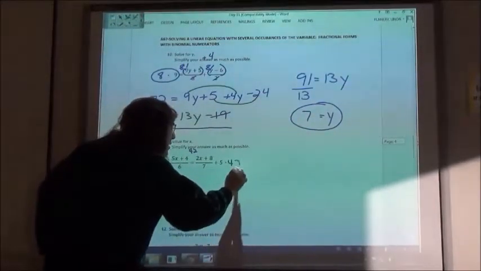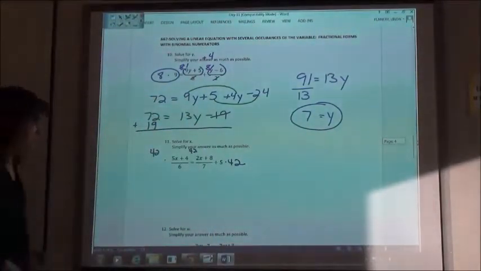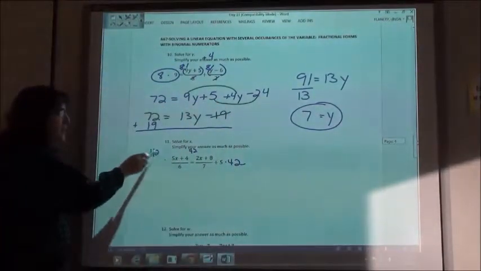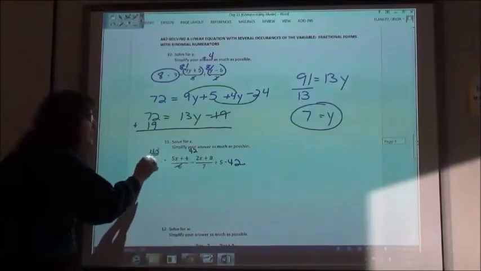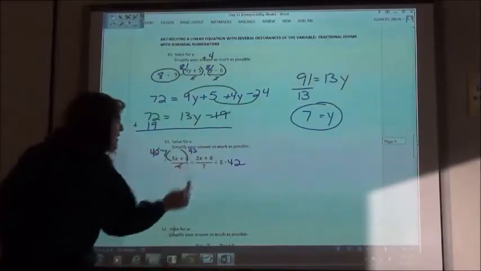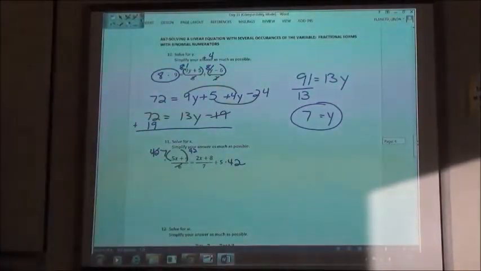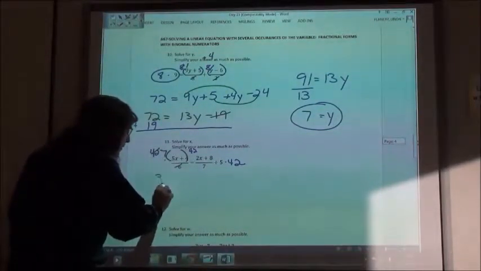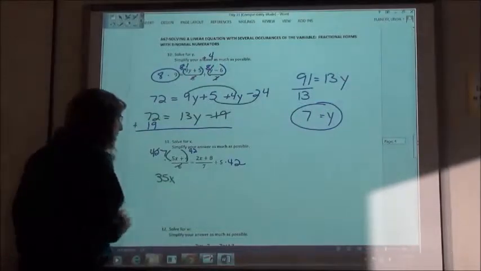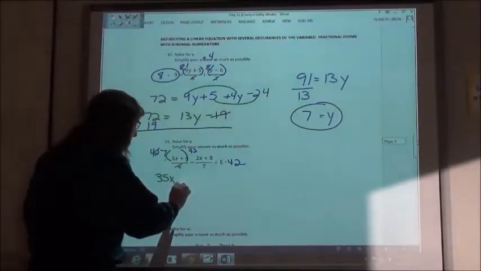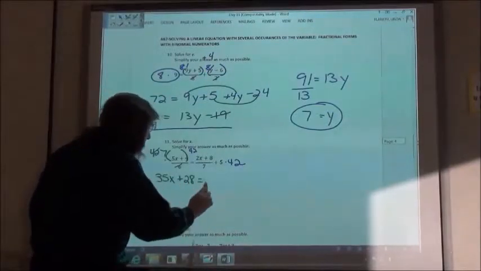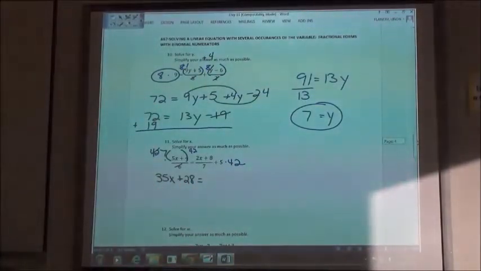If our number's too big and we need to use our calculator, we use our calculator. On the first fraction, 6 goes into 42 7 times. So we're going to take 7 times both things on top of that fraction. So it would be 35x plus 28.